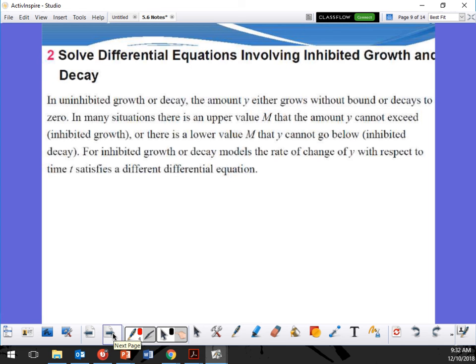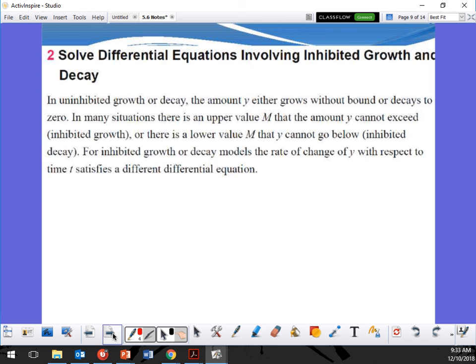Okay. So, uninhibited growth or decay: the amount grows without bound or decays to 0. Inhibited growth has an upper value M that the amount y cannot exceed, or inhibited decay has a lower value M that y cannot go below. For inhibited growth and decay models, the rate of change with respect to t satisfies a different differential equation. Now, what this means is that there is another asymptote, but it's going to be a horizontal asymptote.